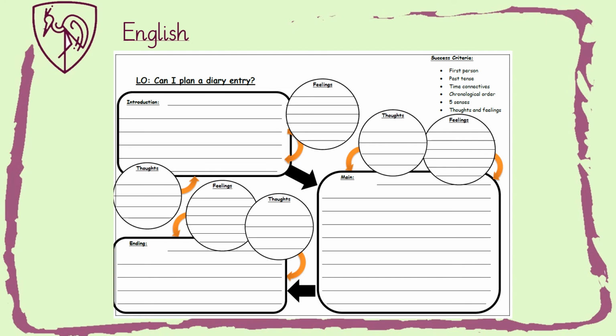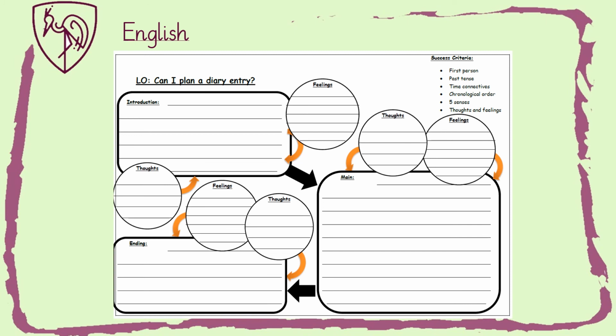So I've given you this planning sheet on the website. You can just have it up on screen, or you can jot down in your books the notes to go with these different sections. This is just a way of me showing you what the diary entry will need to have. And if you look in the top right hand corner, it's got success criteria to start with.